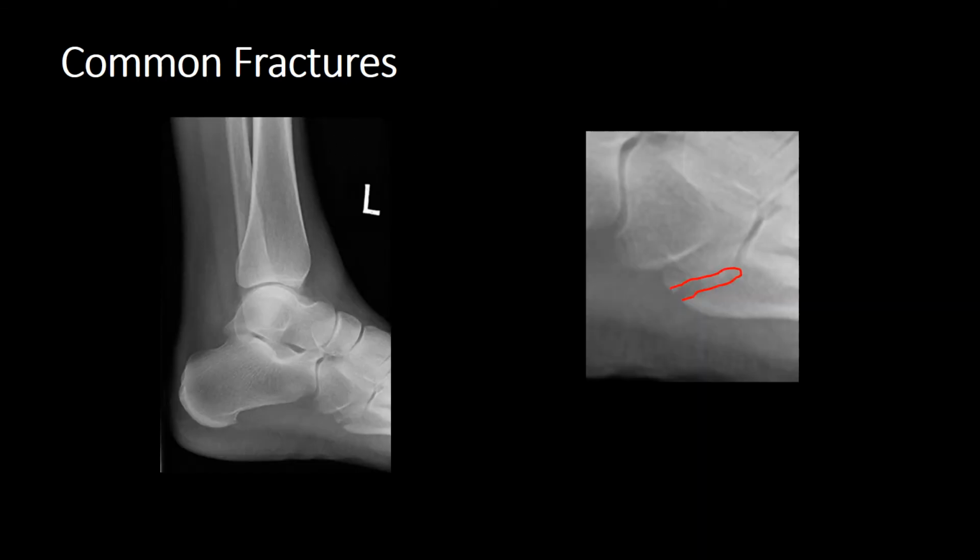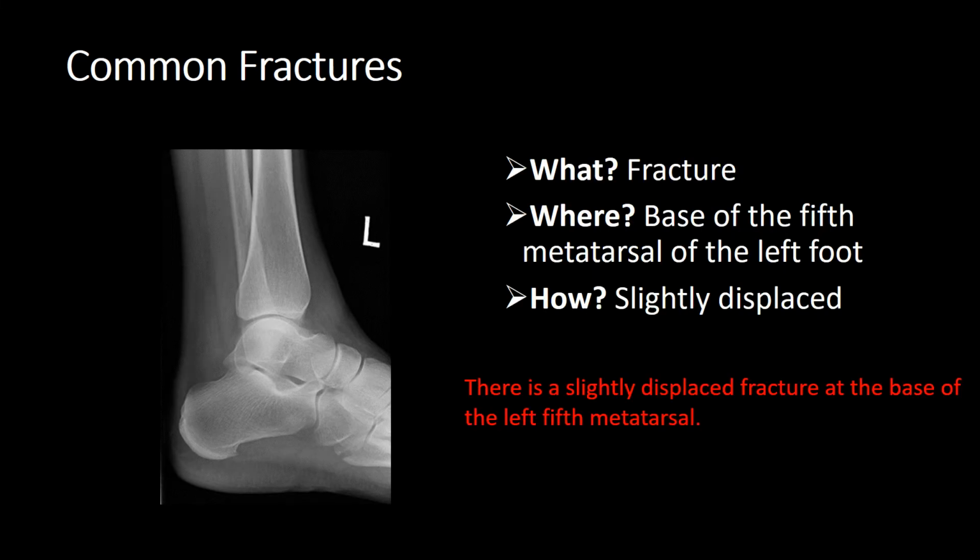So if we look carefully at this image, we can see quite a defined lucent line through the base of the fifth metatarsal, indicating that the patient has sustained a fracture here. And if you look carefully, you can see that there's really quite gross soft tissue swelling both anteriorly and posteriorly. So what is it? It's a fracture. Where? It's at the base of the fifth metatarsal of the left foot. How? Slightly displaced.